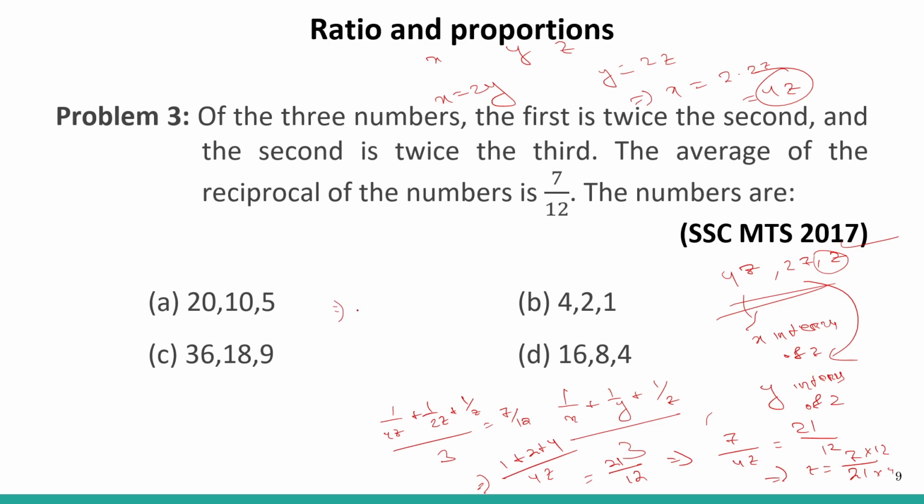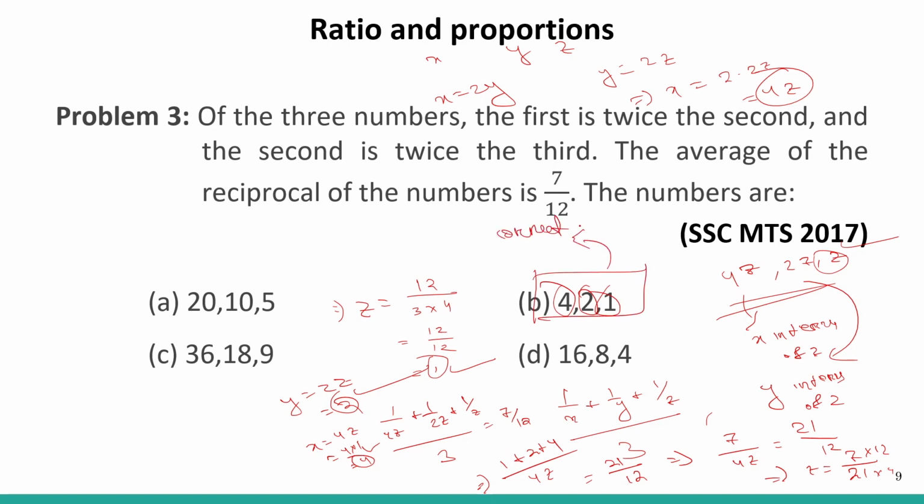So this implies that z is equal to 7 into 12, which will be nothing but 12 by 3 into 4. So this is 12 by 12, which is equal to 1. So z is equal to 1. So y is equal to 2z is equal to 2. So x is equal to 4z, that is 4 into 1 is equal to 4. So x is equal to 4, y is equal to 2 and z is equal to 1. So this is the only correct answer.